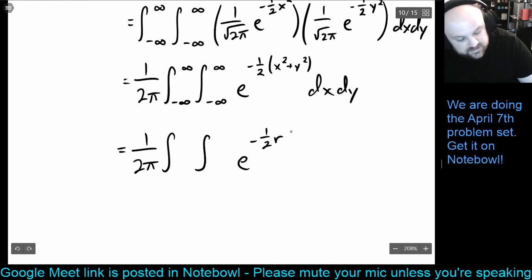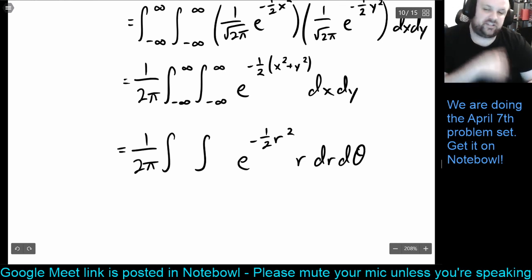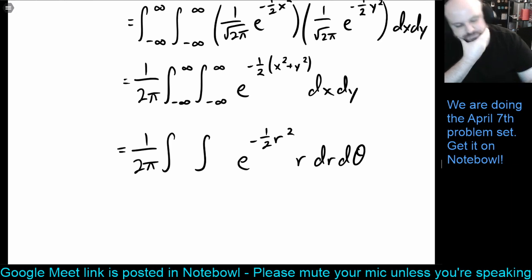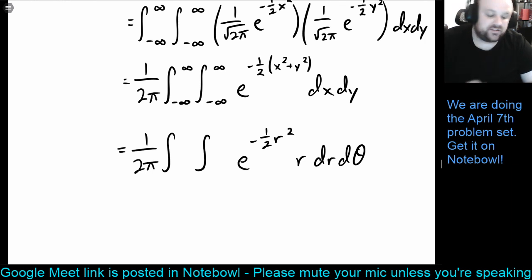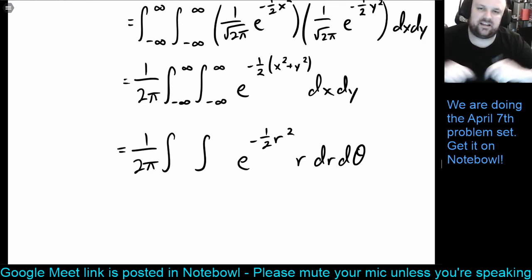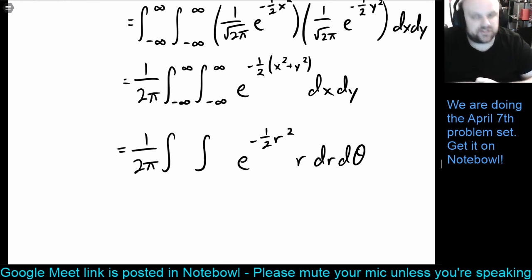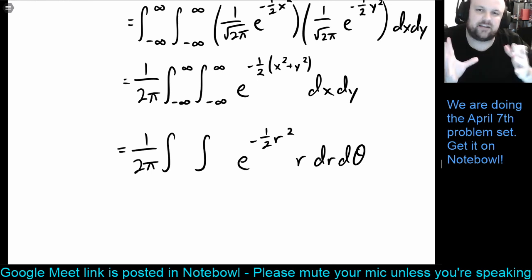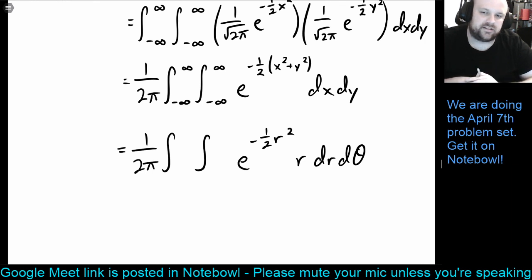So it turns into this. Now the question is, what are the bounds here? Each of these go from minus infinity to infinity. So we're integrating over all real numbers for x and all real numbers for y. So we're trying to describe the entire xy plane here. Think about how could you possibly express the entire xy plane in polar coordinates? What would you need as bounds for r and theta to do that? Think about that for a second.